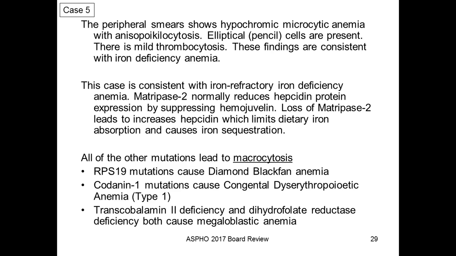So the RPS19 mutations cause Diamond-Blackfan anemia. Codanin 1 mutations are associated with type 1 congenital dyserythropoietic anemia, and transcobalamin 2 deficiency and dihydrofolate reductase deficiency can lead to megaloblastic anemia.